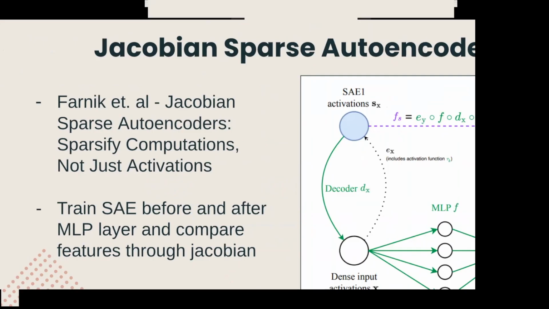Essentially, Farnick et al. developed a method for creating a sparse computation graph between interpretable features. Their method was called creating a Jacobian sparse autoencoder, or a pair of Jacobian sparse autoencoders. By doing this, they're able to show for a certain part of the transformer which input features are used to compute which output features. In order to do this, they trained two sparse autoencoders, one immediately before the multi-layer perceptron layer of a transformer and one immediately after, and then calculated the Jacobian, which, if you're not familiar with what a Jacobian is, is the derivative of a vector function. So they're able to see how each element I in the first set of features influences the computation of each element J in the second set of features.